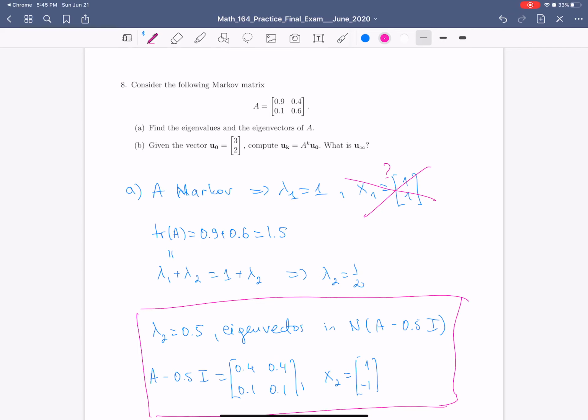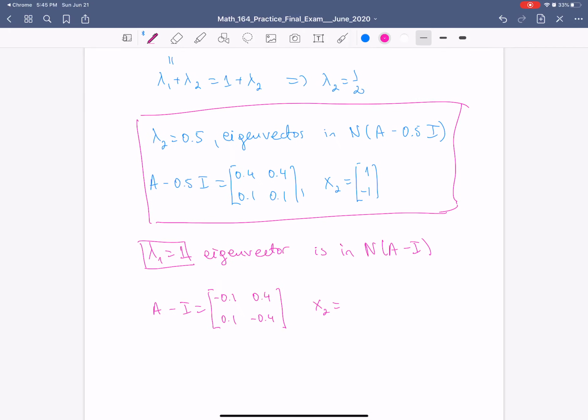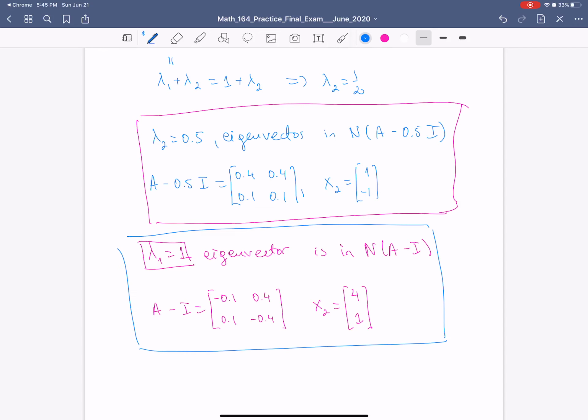so this is wrong. I'm not going to erase it because I want you to pay attention. That's not the case. My bad. So here, what would work? Think of this as being negative 1 and a 4, or 1 and negative 4. A vector that has 4, 1 will do the trick. So 4, 1 works. We have x2. Okay, we solved part A.